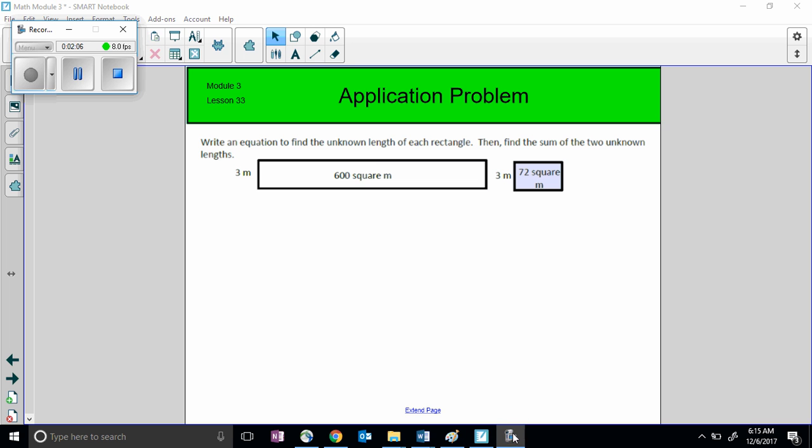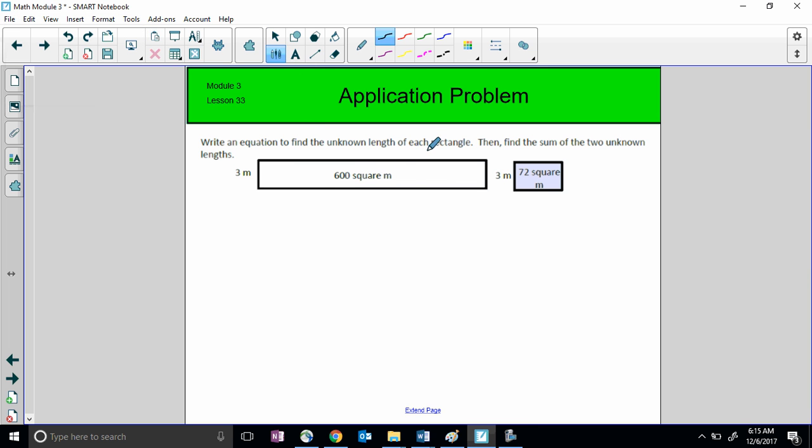Write an equation to find the unknown length of each rectangle. Then find the sum of the two unknown lengths. So this is where we came in, where we already have area, because area is the inside of this. So if area is the inside, and we're missing the outside, we know 3 times something gives me 600. And we know 3 times something gives me 72.